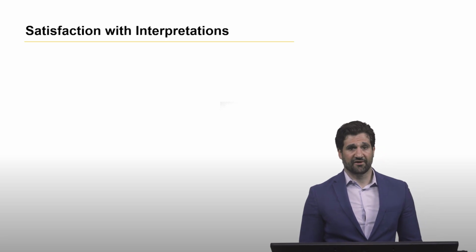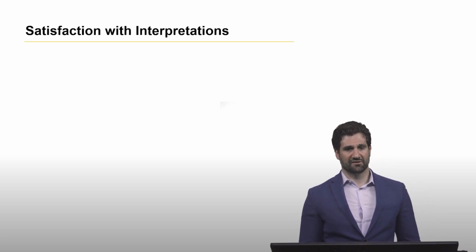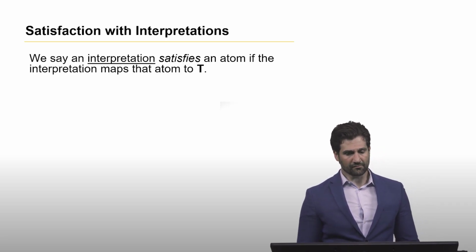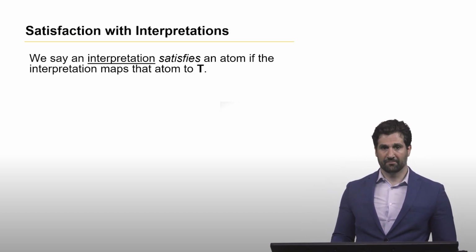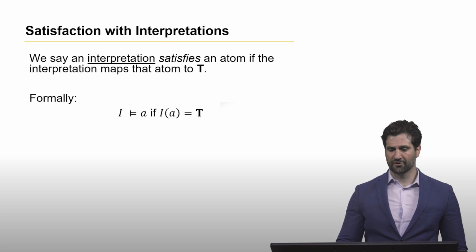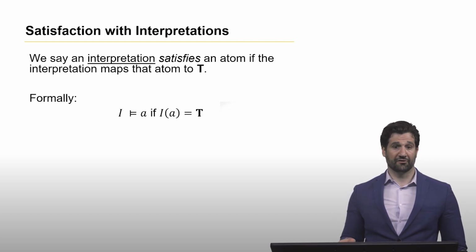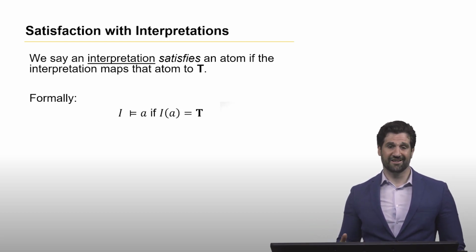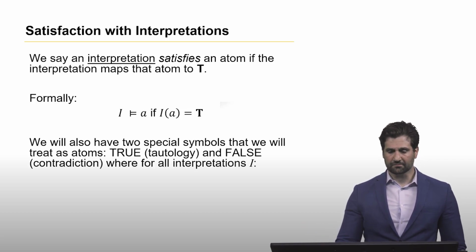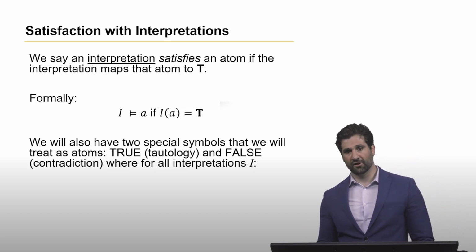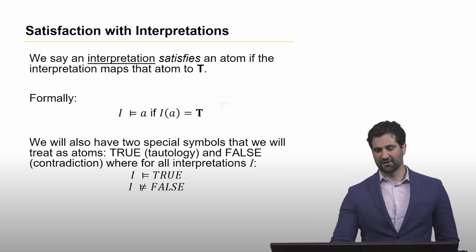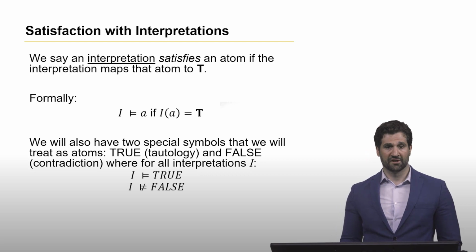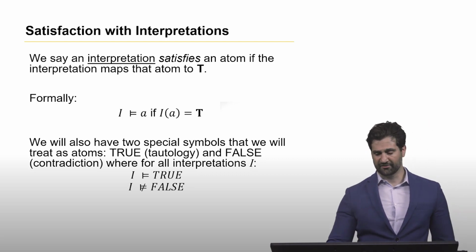So how do you do satisfaction with interpretations? It's not too difficult. We say an interpretation satisfies an atom if it maps that atom to true. So formally we write I models A if I of A equals true, or we say T here. And of course, just like before, we'll still have true and false, the tautology and the contradiction, and all interpretations will always satisfy true and none of them will satisfy false.